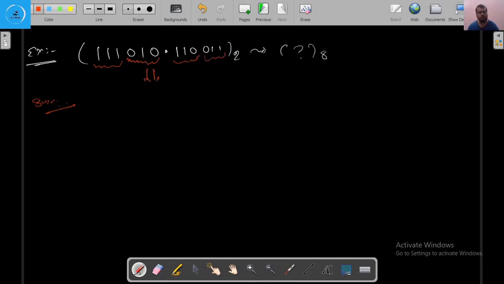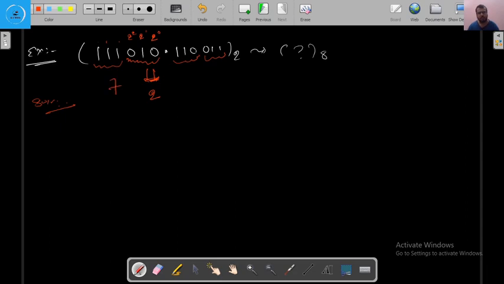So here we see that this is 2 to power 0, this is 2 to power 1, and this is 2 to power 2. How we write: 0 into 2 power 0 is 0, 1 into 2 power 1 is 2, and 0 into 2 power 2 is 0. Then we can write here 2. For this one, here is 4 plus 2 plus 1. 4 plus 2 equal to 6, and plus 1 equal to 7.